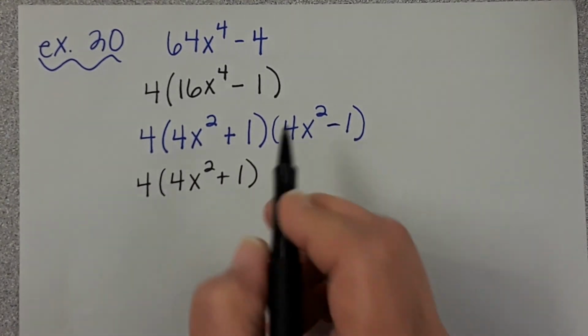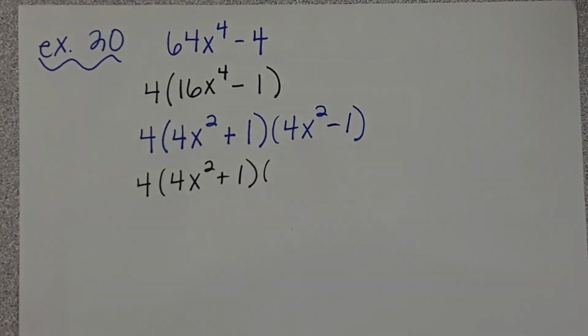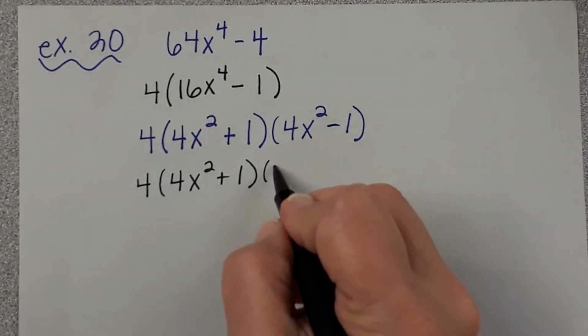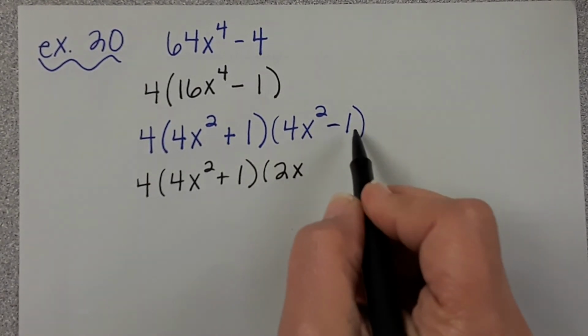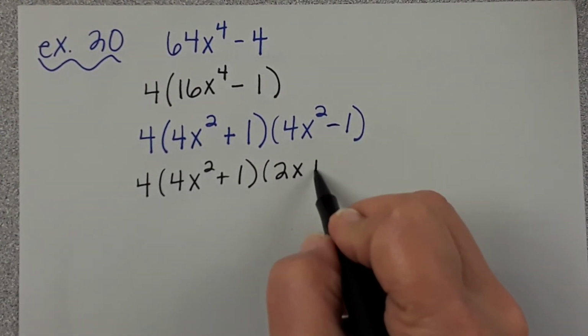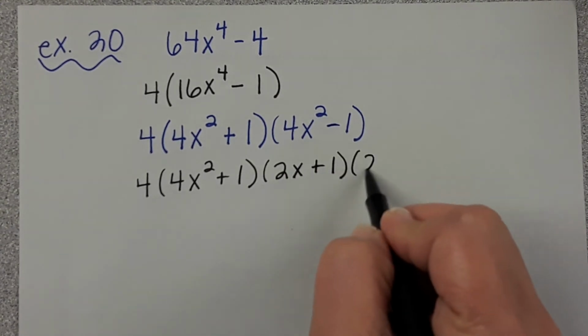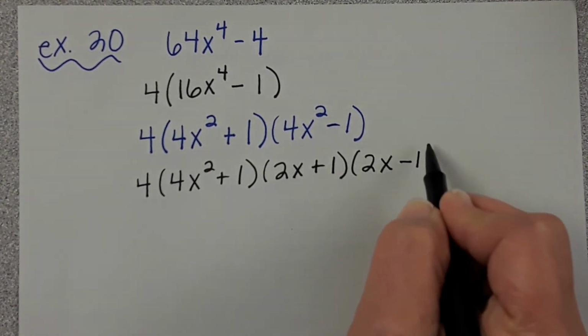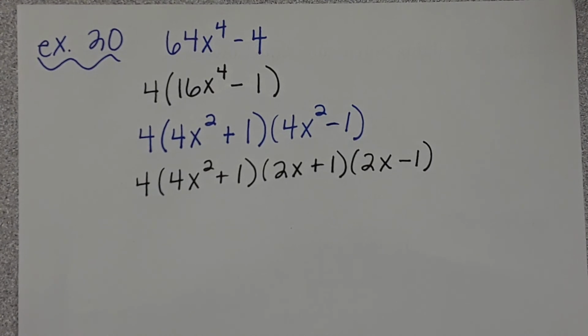Now we're going to break this down. What is the square root of 4x squared? 2x. The square root of 1 is 1, so we're going to have a plus 1 and we're going to have a minus 1. And that's your final answer.